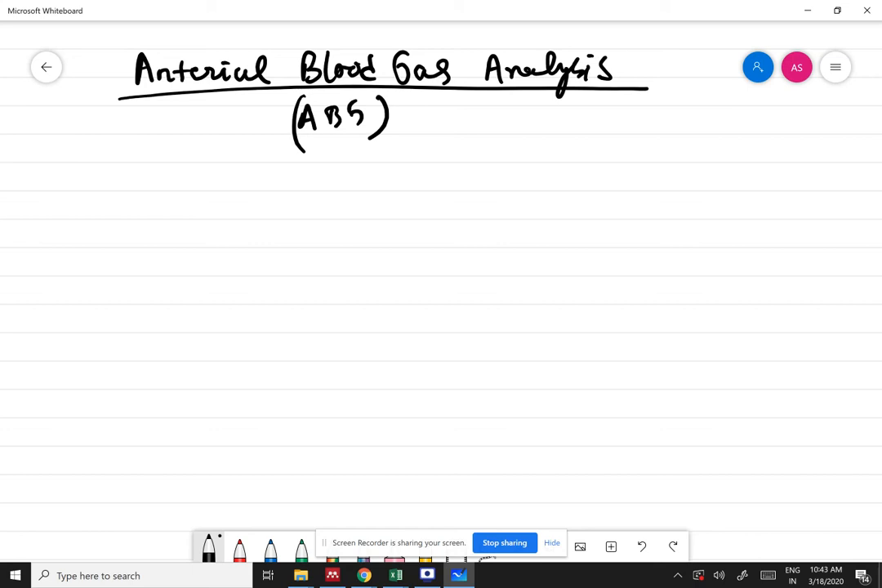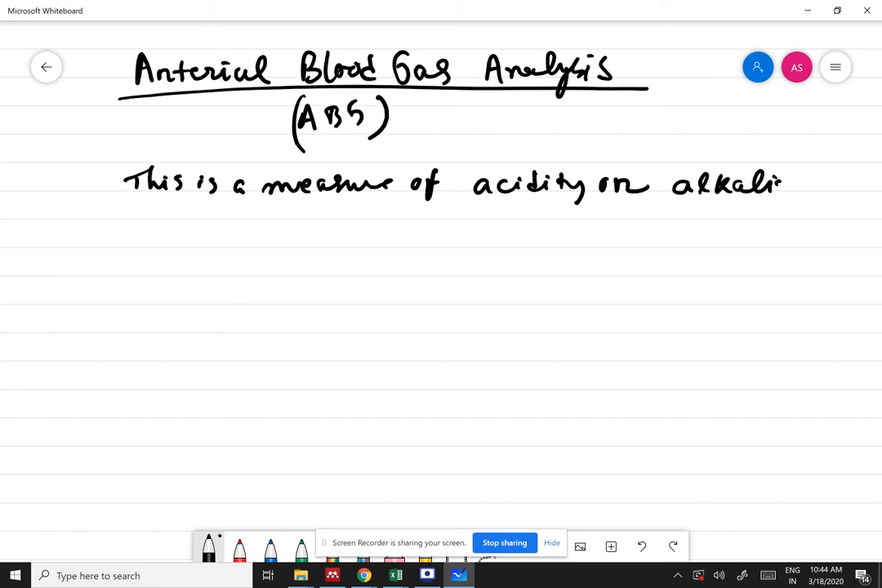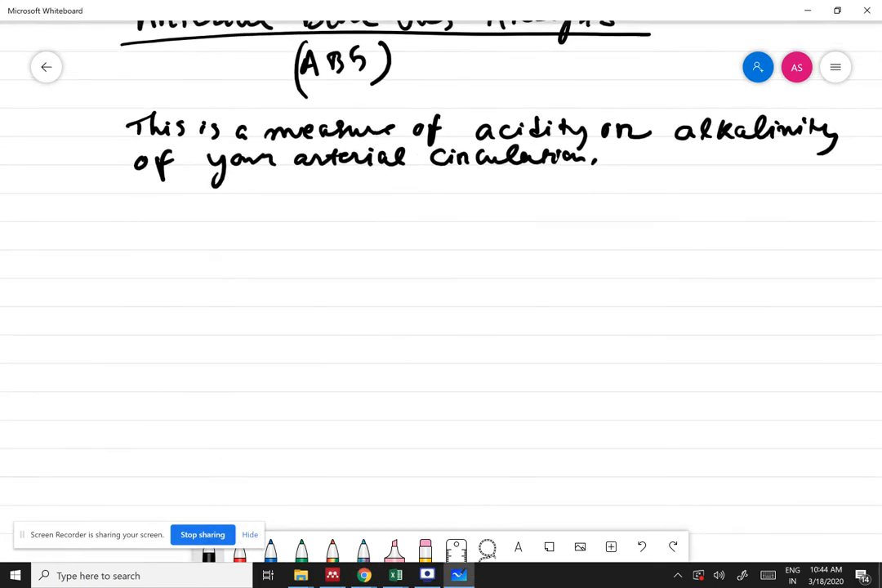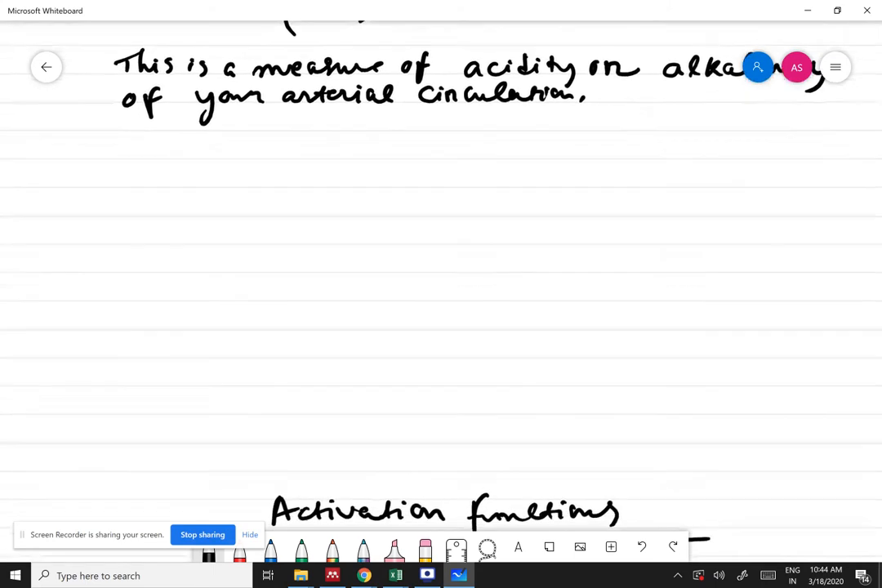So arterial blood gas analysis, or ABG, is a measure of acidity or alkalinity of your arterial circulation. Okay, so this is a measure of acidity and basicity of arterial circulation. So there are a couple of important parameters associated with this.